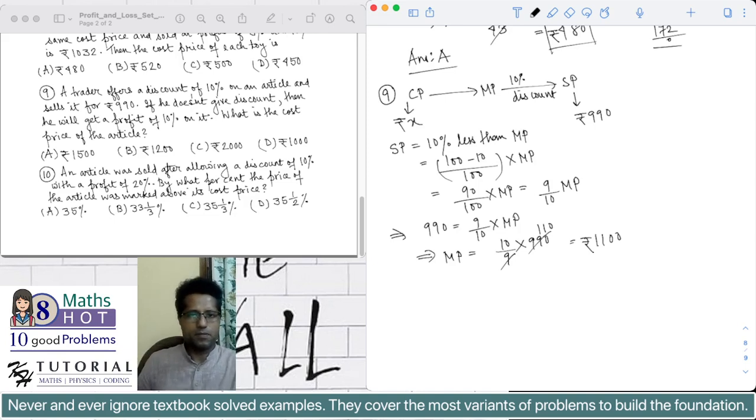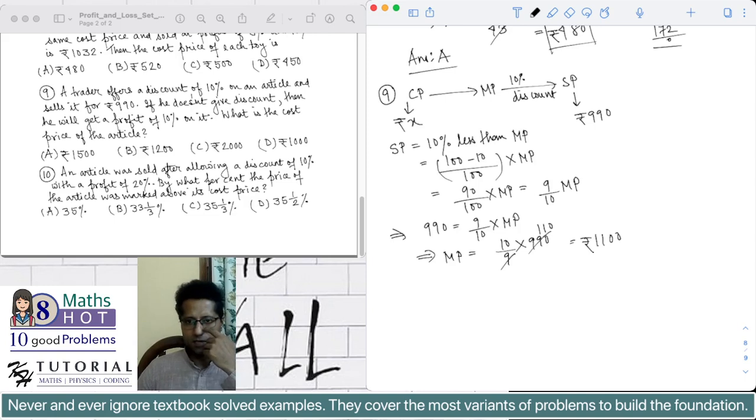Now it is again saying that if he doesn't give a discount, that is, if there is 0% discount, then the selling price becomes equal to the mark price. Now the mark price we know is 1100. The mark price and the cost price are fixed. They are not changing. What is changing is the selling price, based on the rate of discount. Okay. Now, if he doesn't give a discount, then he will get a profit of 10% on it.